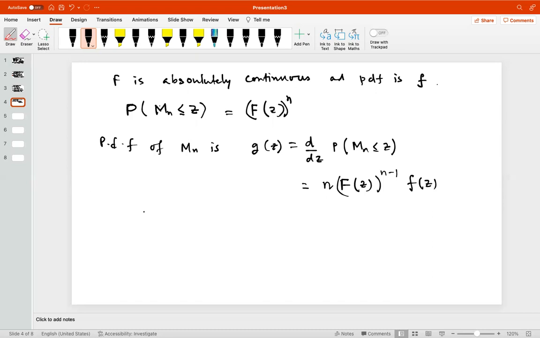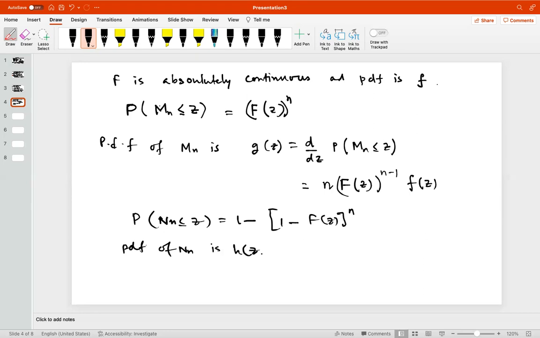Now similarly, the probability of the minimum being less than or equal to z is 1 minus (1 minus F(z)) whole to the power n. If you take the derivative, you will get the density function. So the PDF of the minimum, say h(z), is what? How to take the derivative? The derivative of 1 is 0, so this is minus n times (1 minus F(z)) whole to the power n minus 1, and then the derivative of 1 minus F(z) is minus f(z), so the minus cancels out and it will be plus.